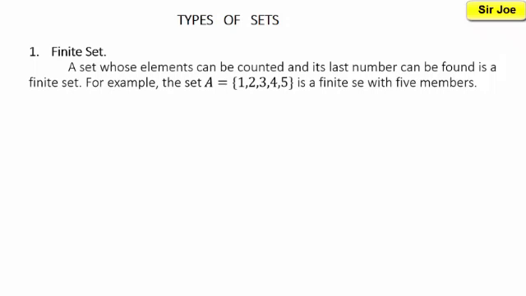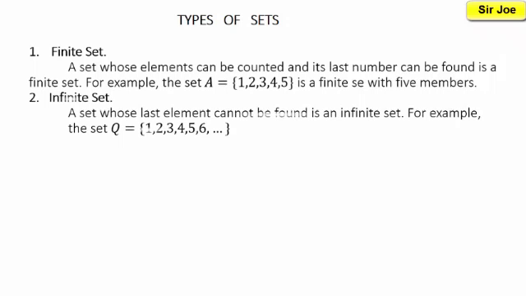Let's look at the example. Set A equals 1, 2, 3, 4, 5. We can all testify that the number of elements in set A is 5, and also the last element can be seen, which is 5. So set A is a finite set. The next one is the infinite set. A set whose last element cannot be found is an infinite set.